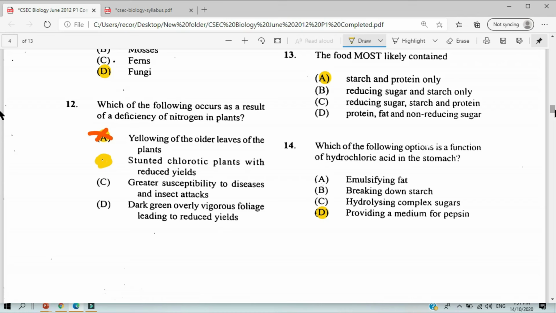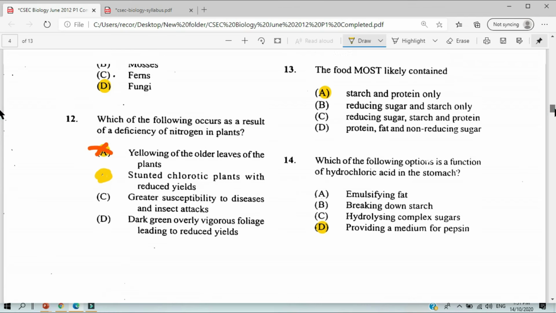We think that by excretion normally the older leaf will become yellow and fall off as they age, so we thought that this would not have been the best answer, so we chose B, stunted growth with chlorotic plant with reduced yield. Chlorotic there meaning yellow enough a leaf because it just cannot have enough chlorophyll, so we went for B for the answer for number 12.